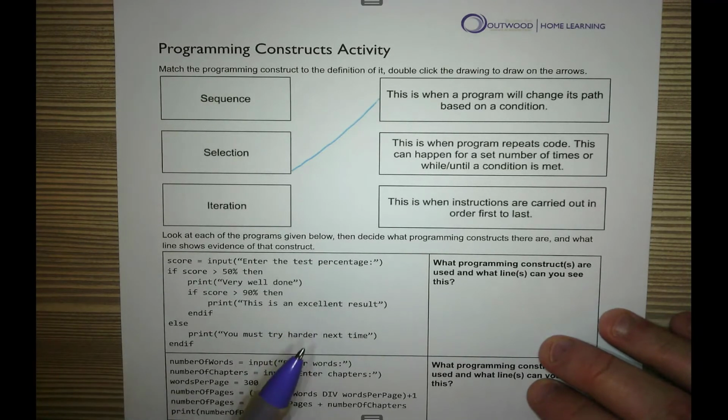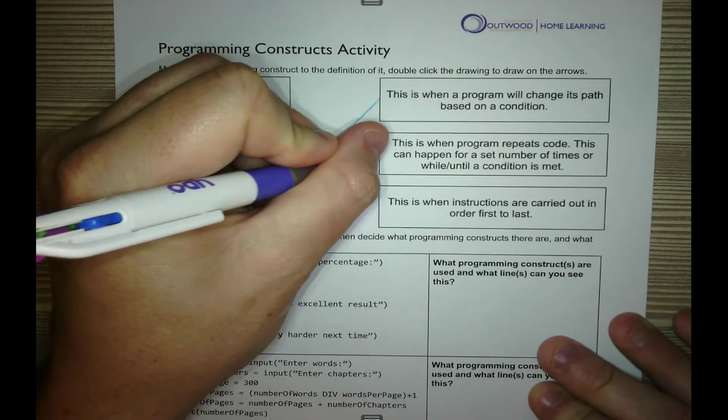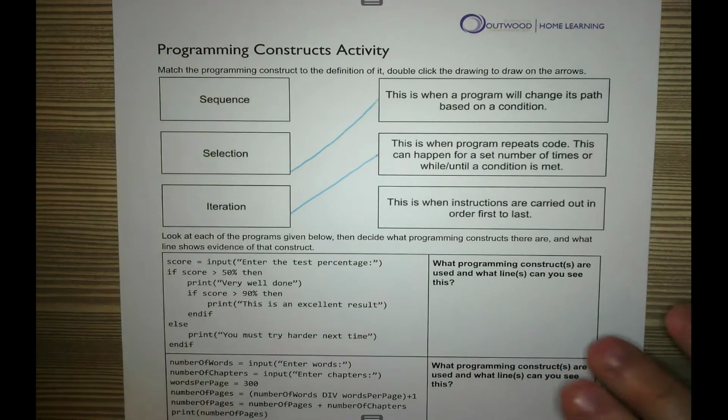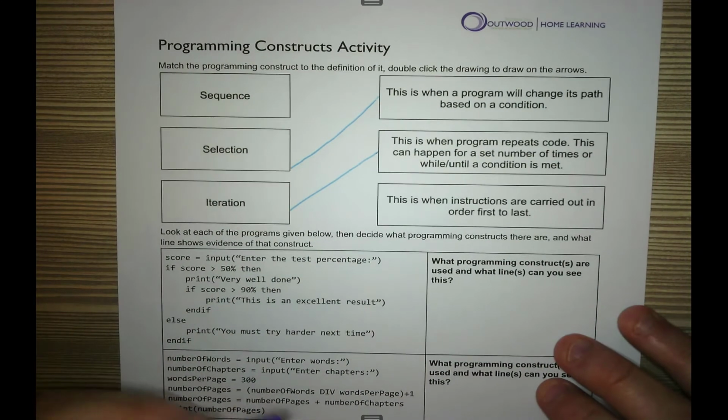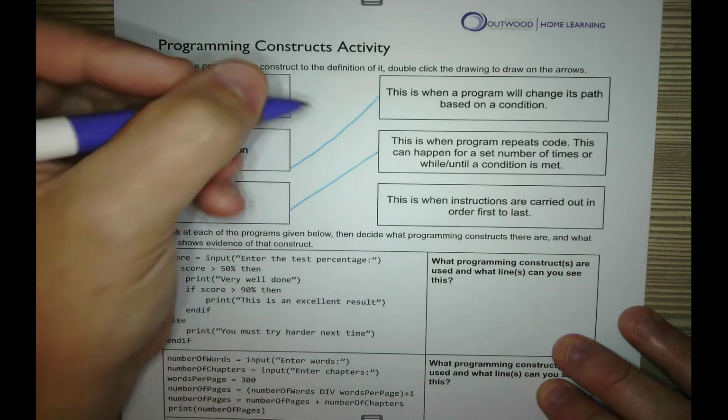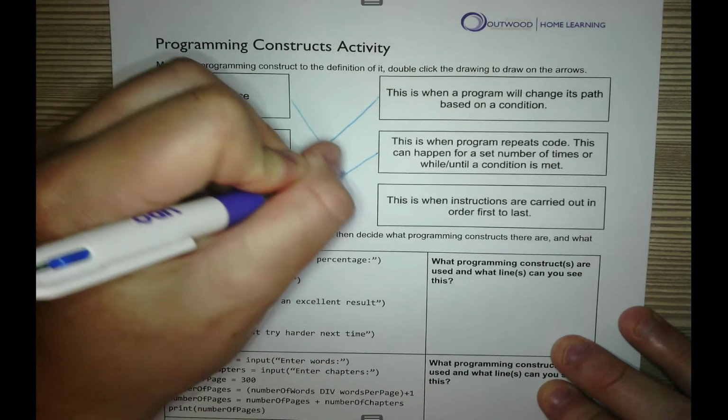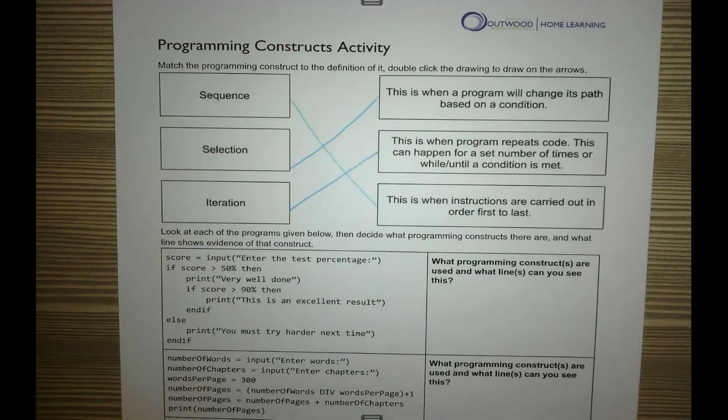Next we've got: this is when a program repeats code. This can happen for a set number of times or while until a condition is met. So repetition is known as iteration in programming. You iterate, you repeat. And then that means that sequencing is when any set of instructions are carried out in order, first to last. Okay.